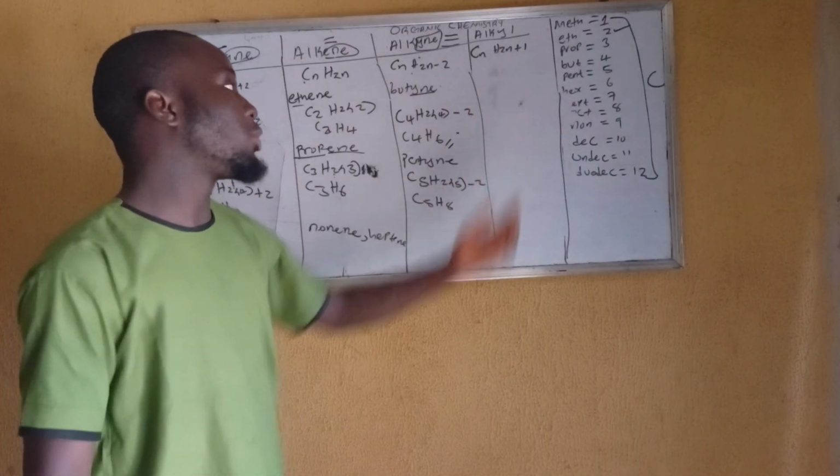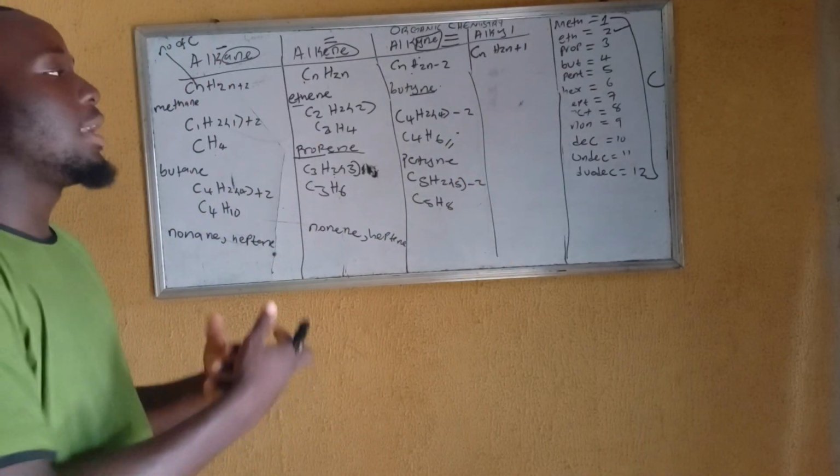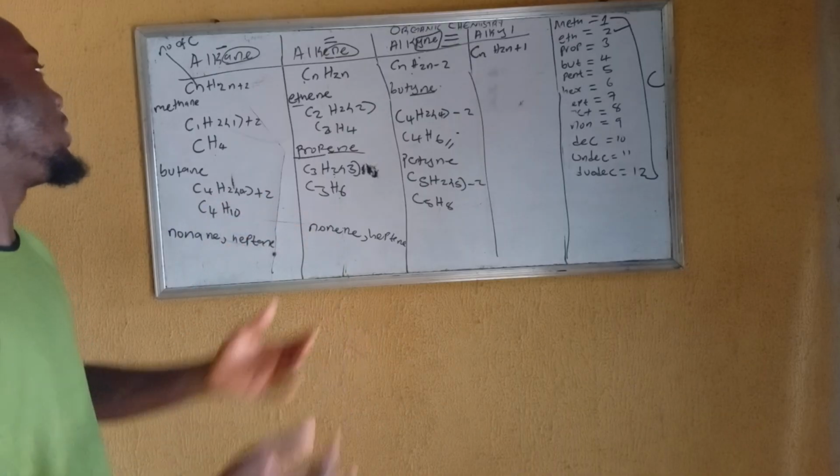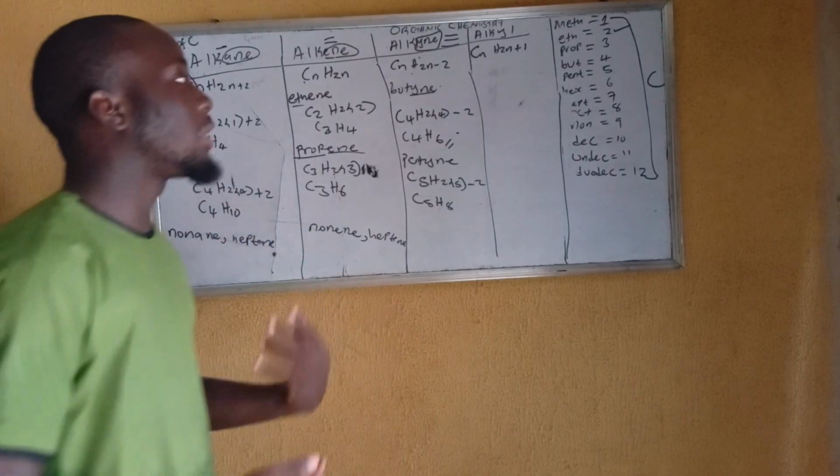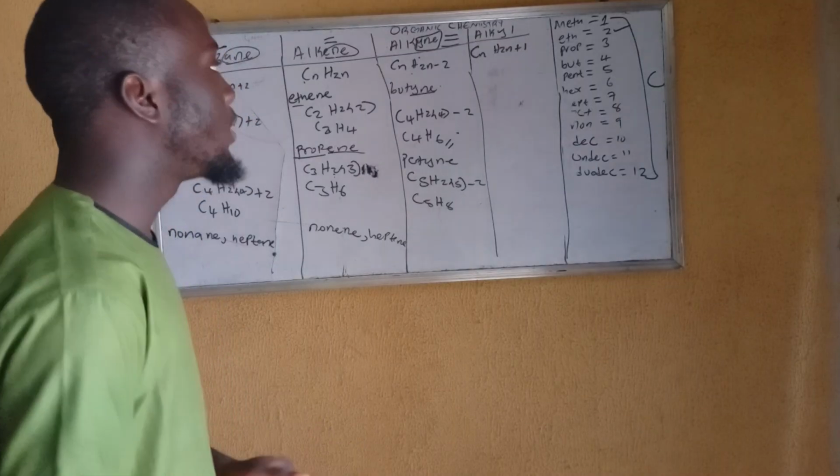Now let's move to alkyl. I told you that alkyl is alkane minus 1 hydrogen. It is derived from the alkane family. Now let's check, let's see if that's true.